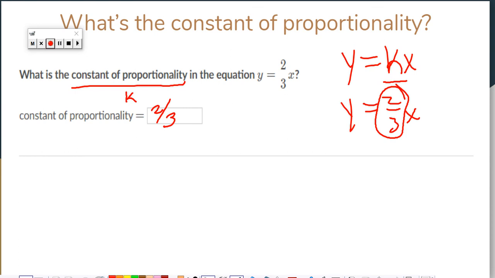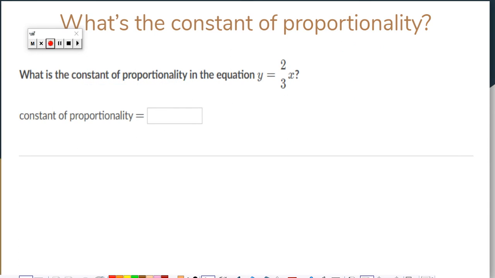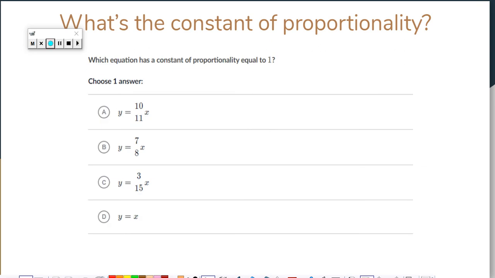So there's really nothing else to this. It's really just as simple as it looks. You find out what k is, you write the equation with k replaced by whatever the value of k is. It's that simple.